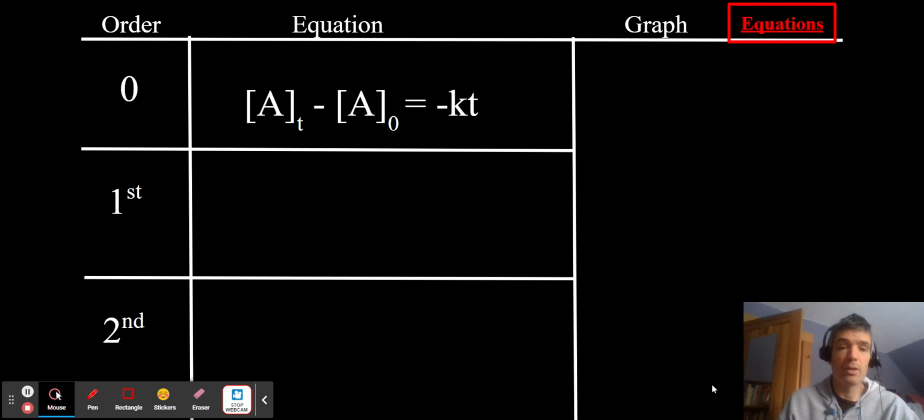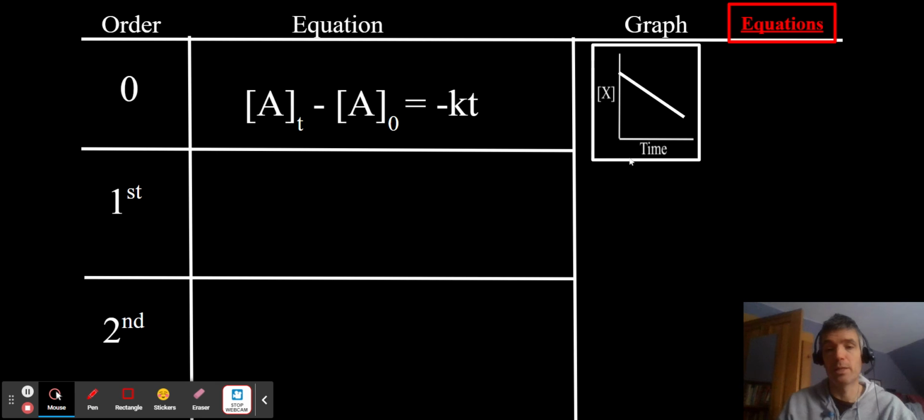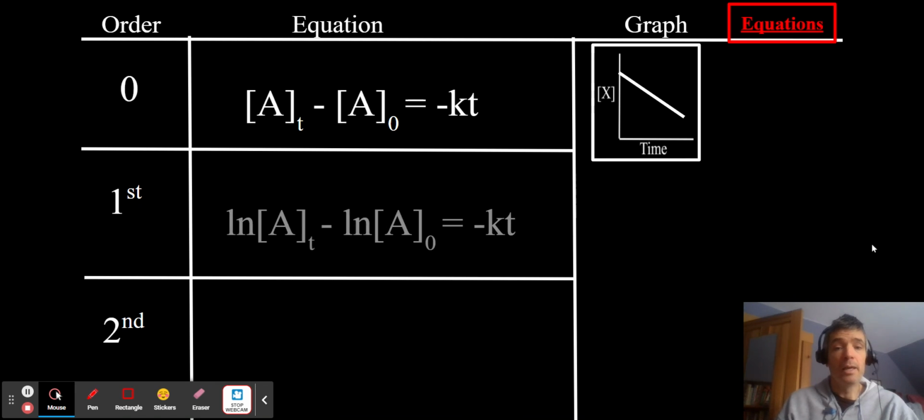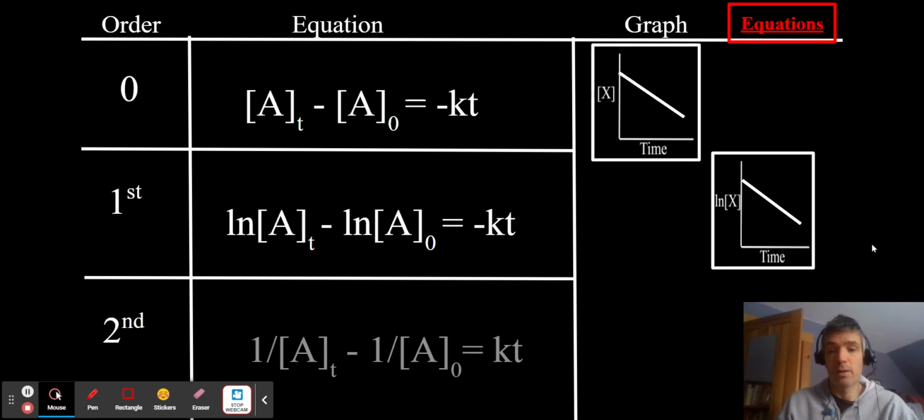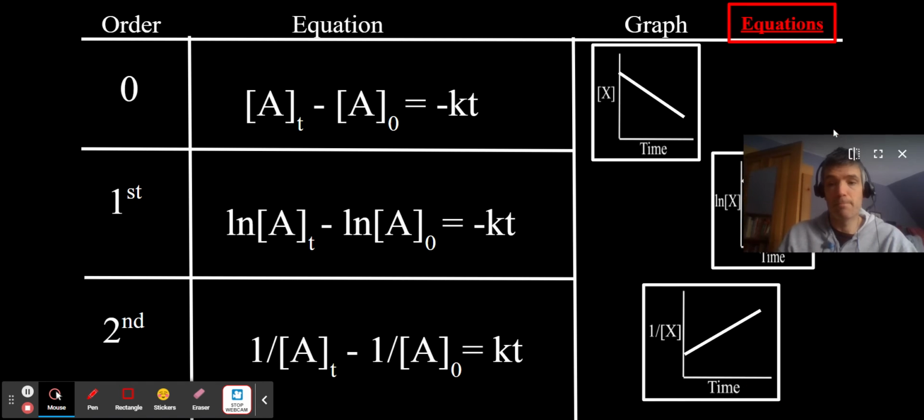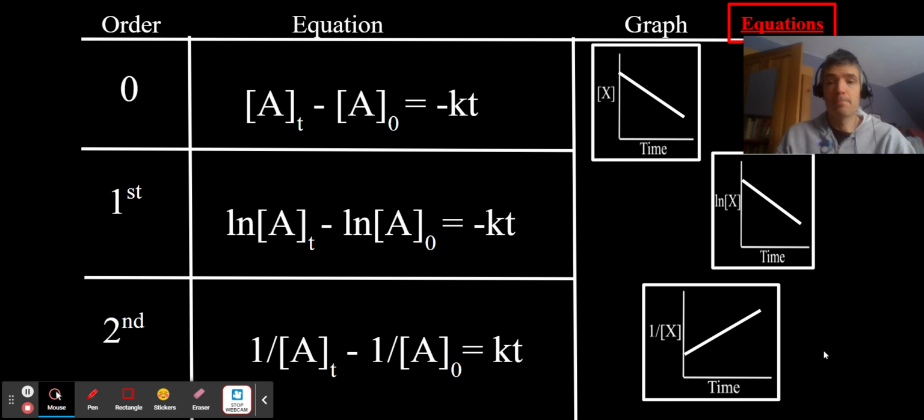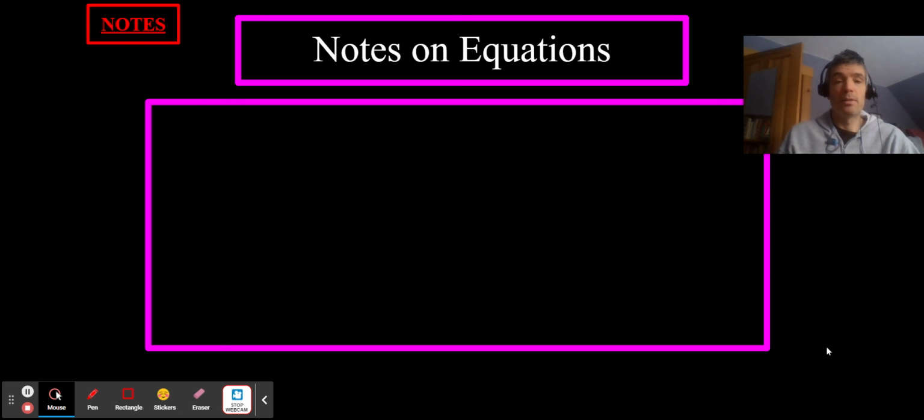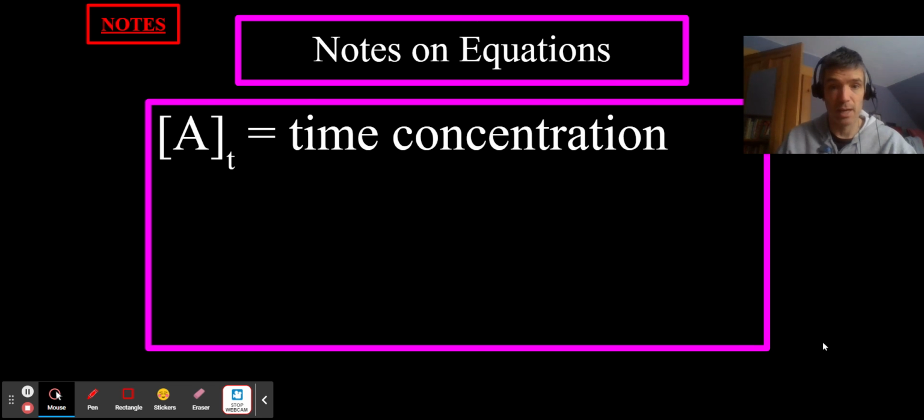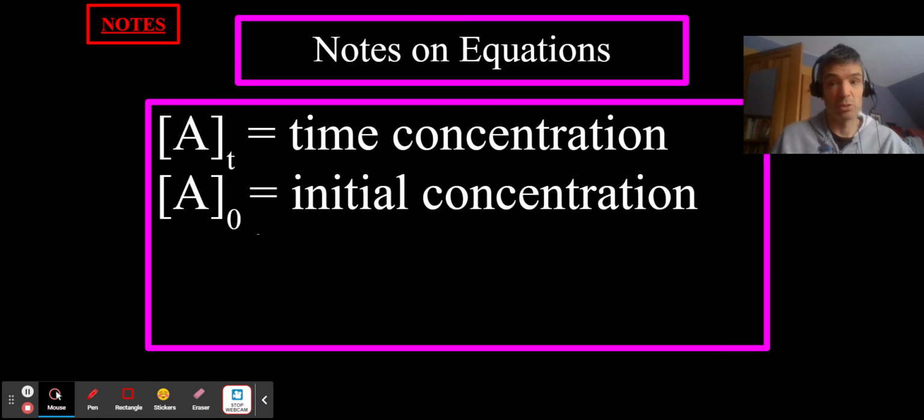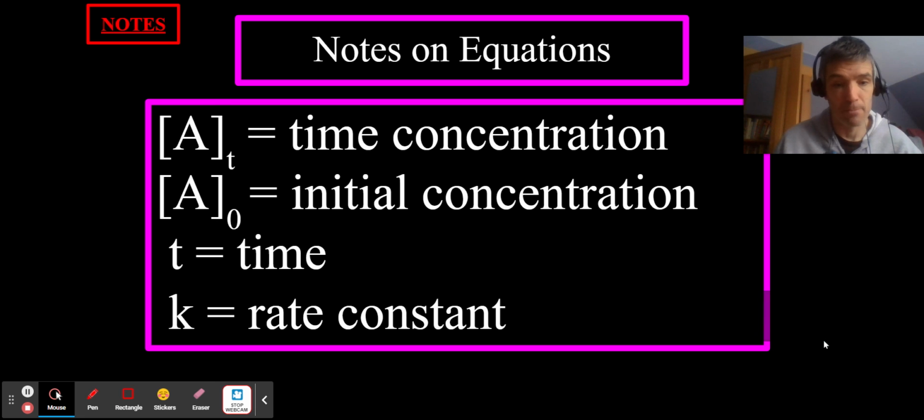So here are the equations for the respective orders. This is for zero order, and that's because the linear relationship is just the concentration. First order, it's the natural log, and second order, it's the reciprocal. Now, in these equations, the variables all mean the same thing. The A sub t is your concentration at a given time. Your A sub 0, or A sub naught, is your original or initial concentration. Your t is your time, and your reaction constant is a k value, or your slope of the line is your rate constant.